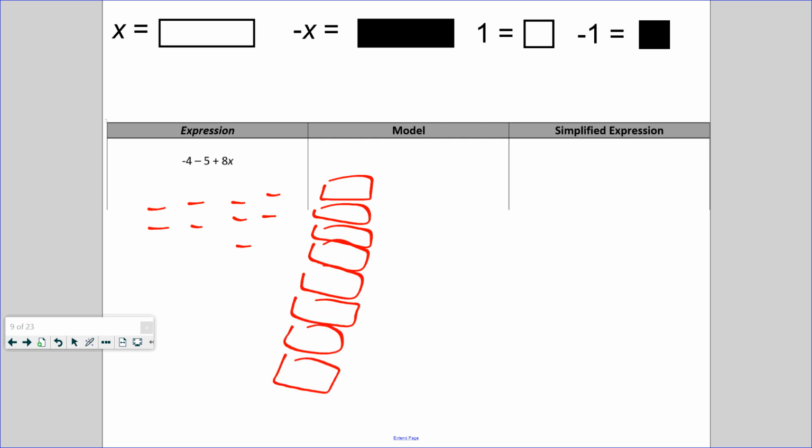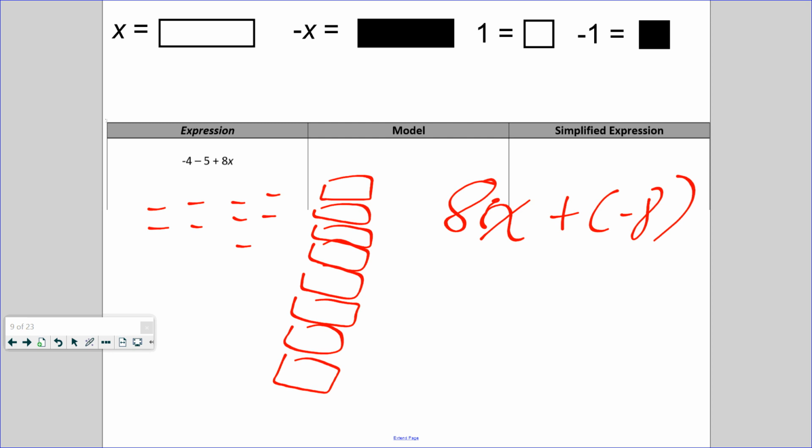So do you see any 0 pairs here? Do you see any positives here? Positive units? No. Do you see any negative x's? No. So let's count. 1, 2, 3, 4, 5, 6, 7, 8 x's. 1, 2, 3, 4, 5, 6, 7, 8 plus negative 8. I'm perfectly okay with that answer.